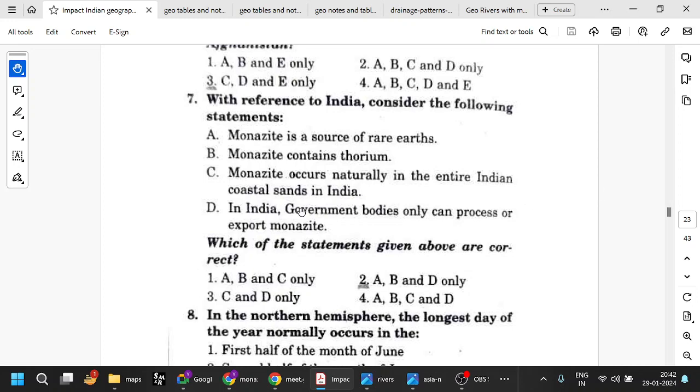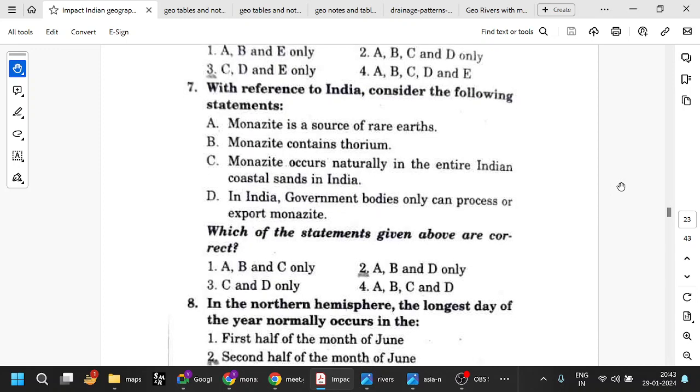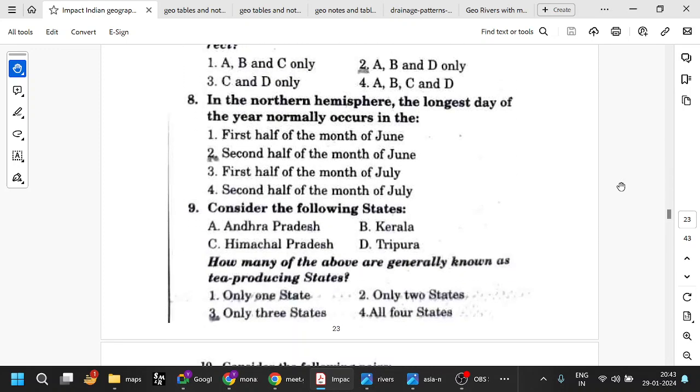But anyway, remember this that we have monazite which contains thorium in our coastal sands, not entire India, mostly Tamil Nadu, Kerala, etc. In India, government bodies only can process or export monazite, which is obvious because it contains thorium, nuclear materials, only government can handle. So that's the important question.